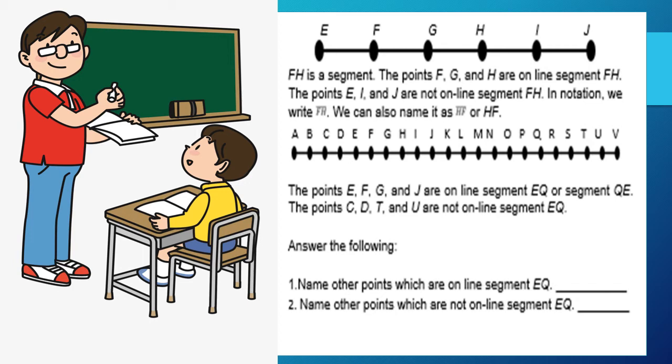Number 1. Name other points which are on line segment EQ. Okay, we can have the points F, G, H, I, J, K, L, M, N, O, and P. Number 2. Name other points which are not on line segment EQ. We have A, B, C, D, and R, S, T, U, and V.